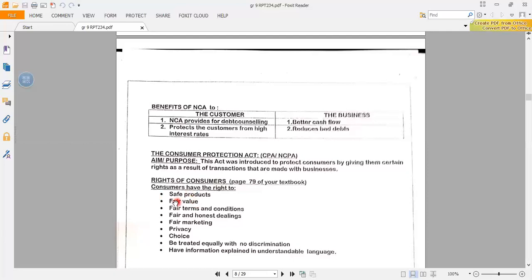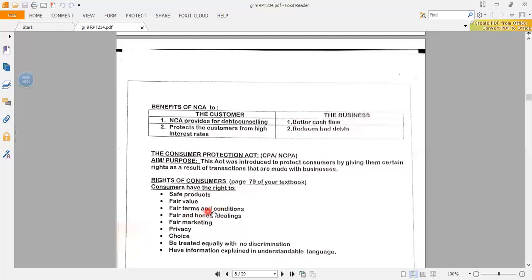The consumer has a right to safe products, meaning that the product cannot create any harm or damage to the person who has purchased it. Consumers have a right to fair value, which means if they are purchasing a product, it needs to give them fair value. They cannot pay an exorbitant price for a particular product where they can only use it once or twice. So it needs to be able to be used quite often.